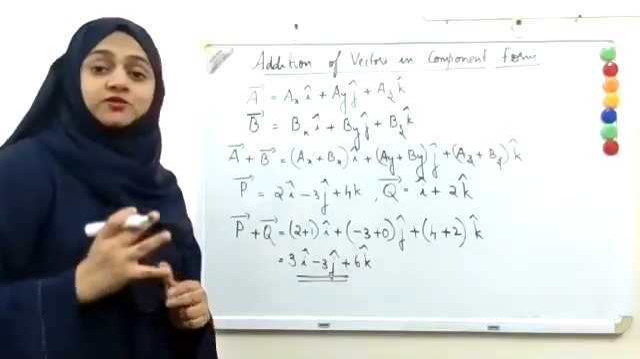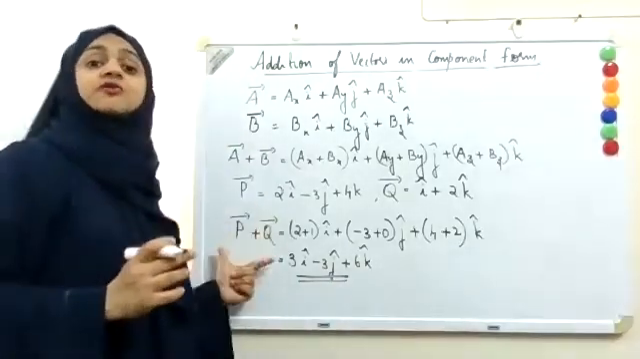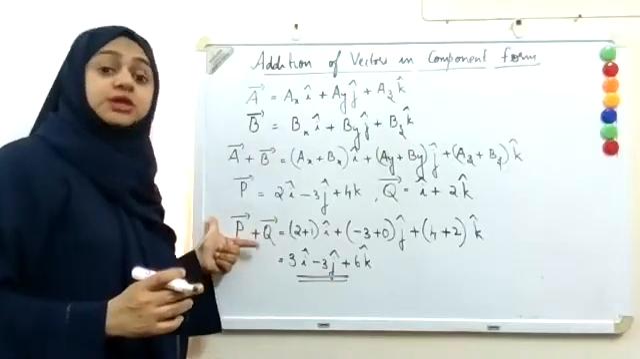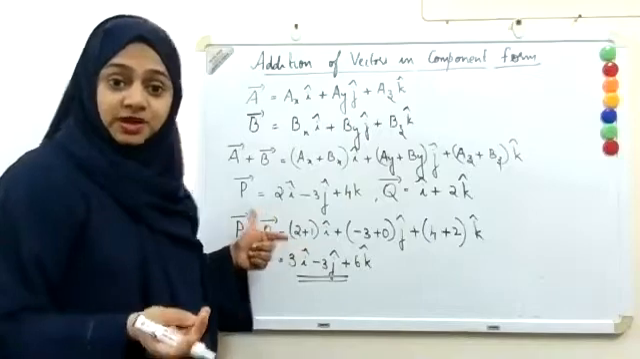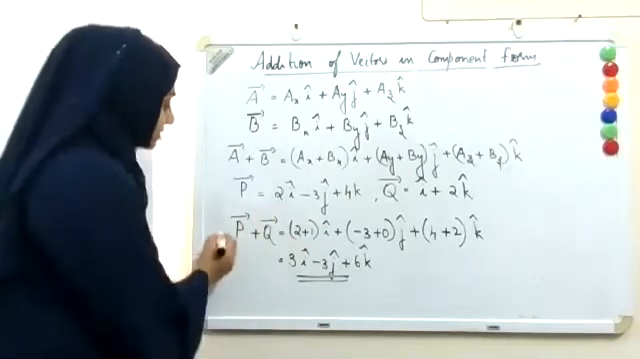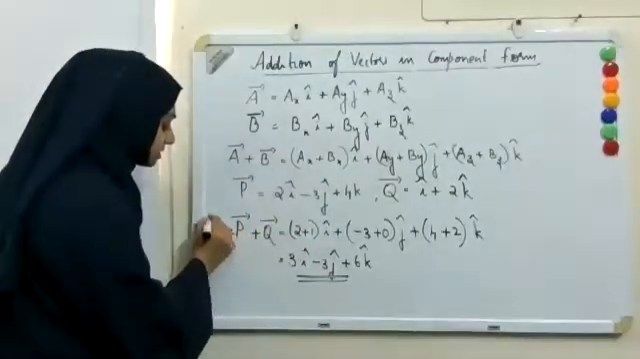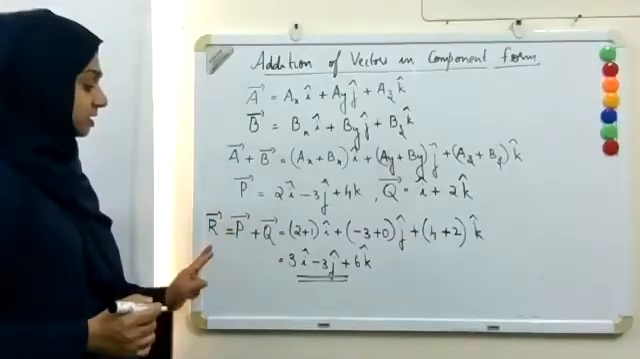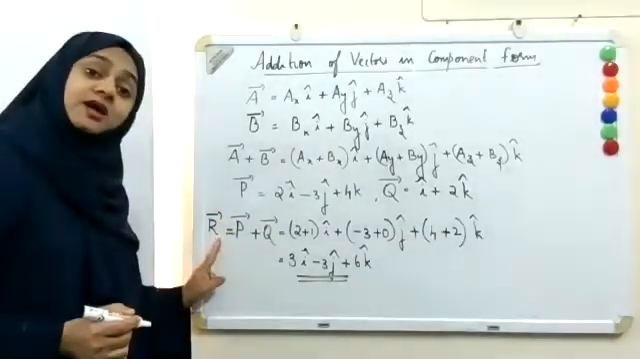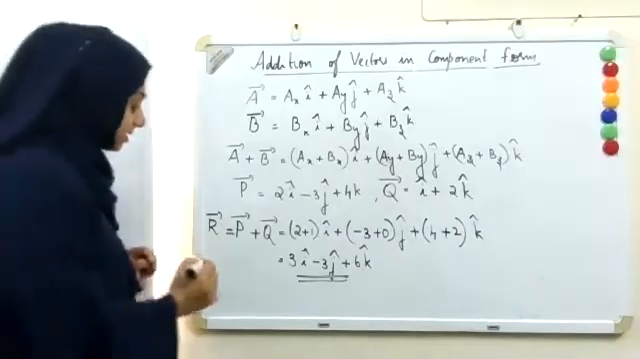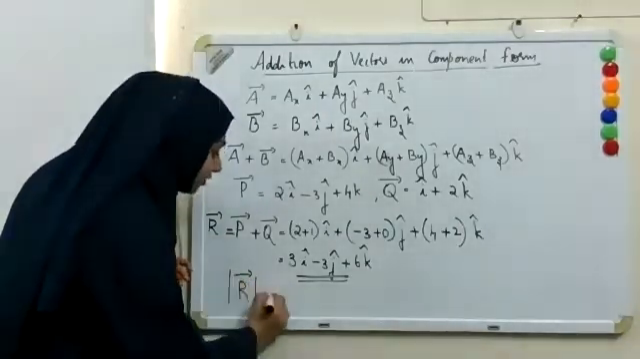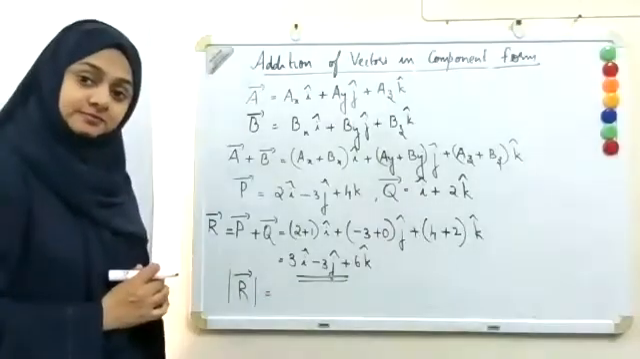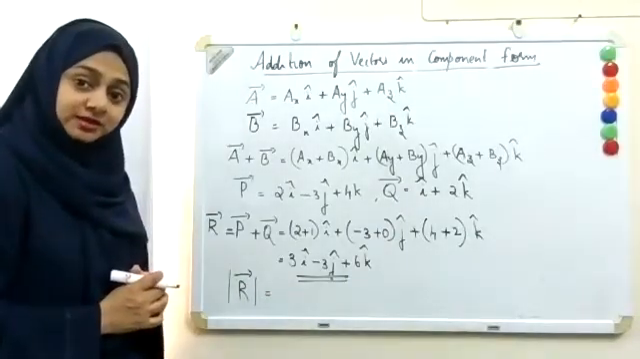Now how can you find the magnitude of the resultant? p plus q, that is the sum of two vectors, is usually called the resultant, right? So let me call this the resultant vector. Now my question is how we can find the magnitude of this resultant. Can you tell me how to find the magnitude of the resultant? How to find the magnitude?